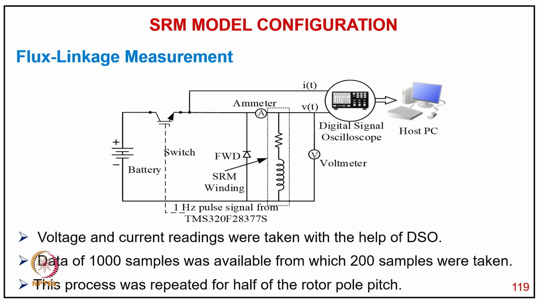So coming to the flux linkage characteristic, you have a battery with a solid state switch. Normally we use an IGBT here, with a 1 Hertz pulse signal from the DSP, and then a freewheeling diode across the winding, and a current and voltage measurement with the CRO which records the data. Voltage and current readings were taken with a digital storage CRO, and data of 1000 samples were available, from which 200 samples were taken. This process was repeated for half of the rotor pole pitch to get the complete characteristic from unaligned to aligned position.